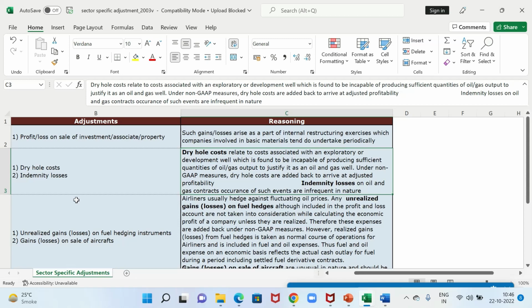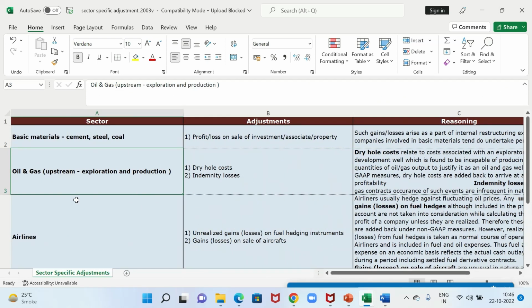Indemnity losses on oil and gas contracts are infrequent in nature. Like British Petroleum, remember the oil leak from the pipeline or the well, somewhere in the Gulf, their rig had a leakage. The entire sea was flooded with oil. So the government asked them to clean that up and pay for the damages, fisheries and all, whoever had damage. That was one time in nature. A very big loss occurred. That is not my recurring expense, so I'll exclude that.